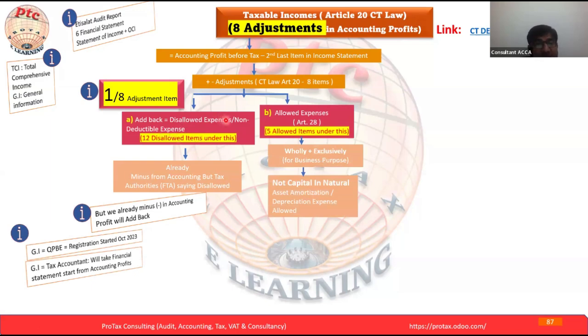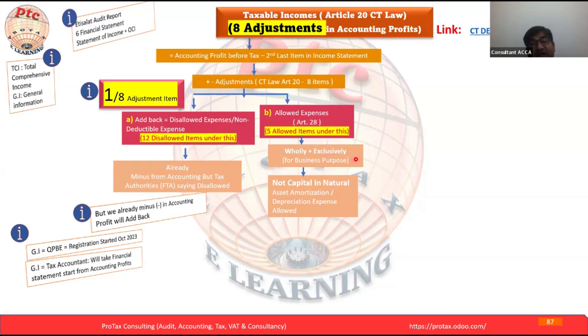Now we will see the first adjustment, which we divided into two. First is the add back of disallowed expenses, and second is the allowed expenses. On a similar pattern, we are saying there are certain expenses that are disallowed, we have to add back. On a similar note, we have to see if there are certain expenses that may not have been deducted, we will deduct now. So what we have to check is wholly and exclusively for the business purpose.